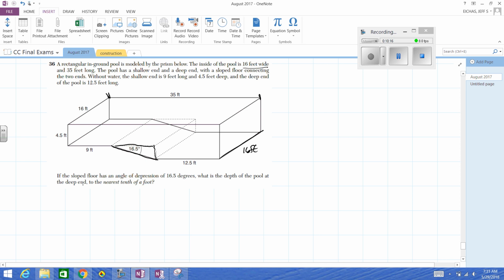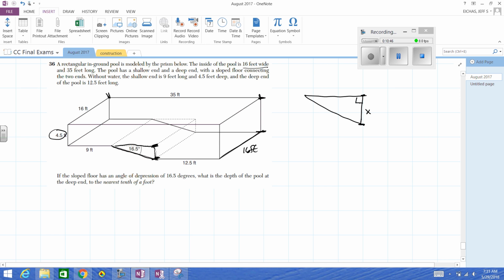The first thing we want to do is figure out the depth of the deep end. So from here to here. What we'll need is basically how far is it from there to there? Now these are never drawn to scale, so we can't trust what it looks like. What we have to realize is we're after this piece right here so that we can add it to the 4.5 and get the full depth.